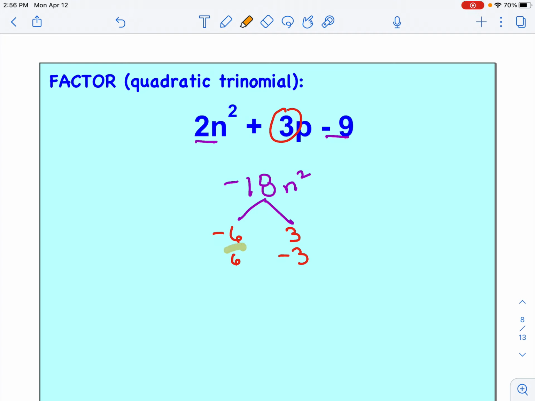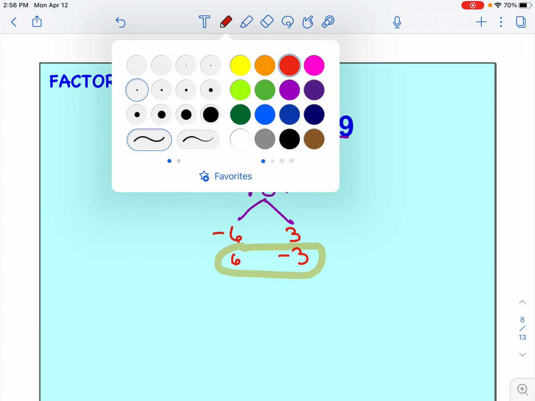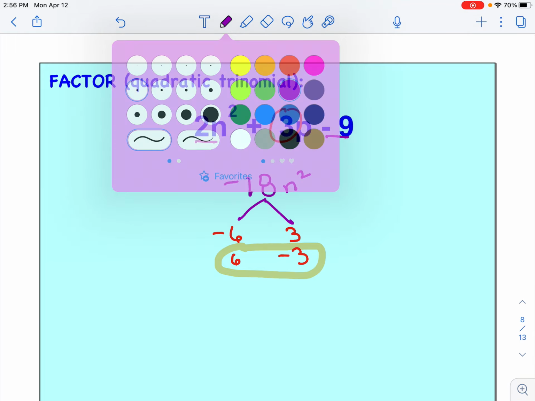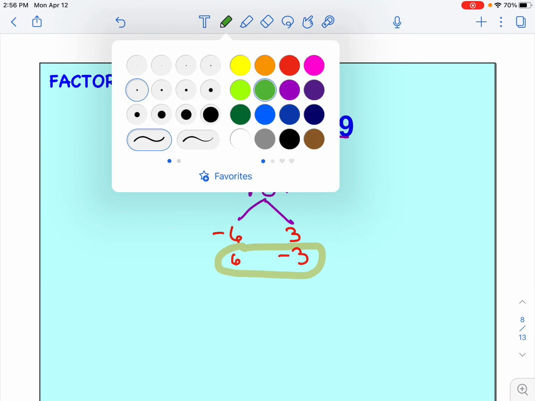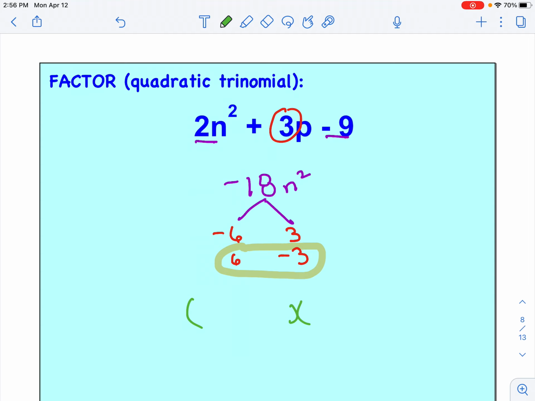Okay, well, the bottom one right here, this adds up to positive 3. So those are the numbers that I put in the parenthesis. So I'm going to draw my parenthesis, and I'm going to put the 6 and the minus 3. So what's different here is I'm not going to put 2n and n first. I'm going to put 2n and 2n. So whatever this a and then the variable is, that's what we put in there.